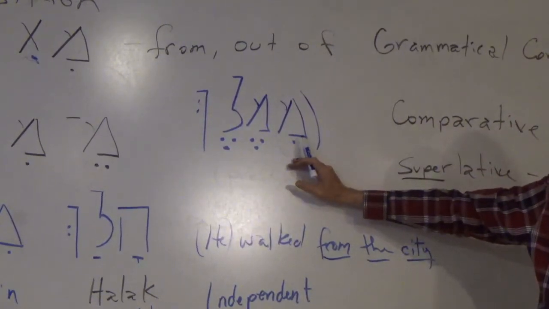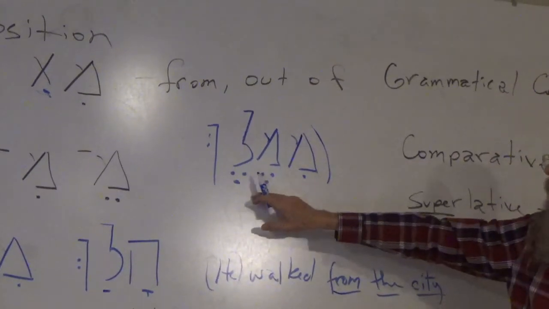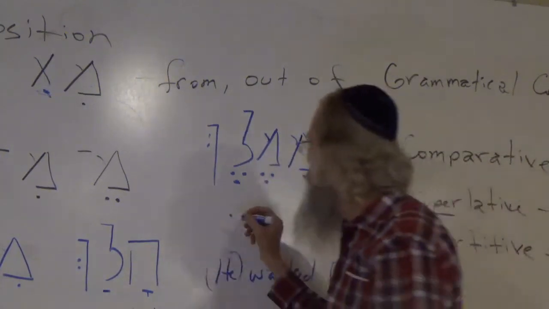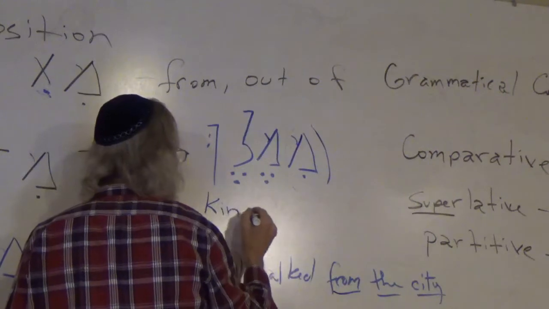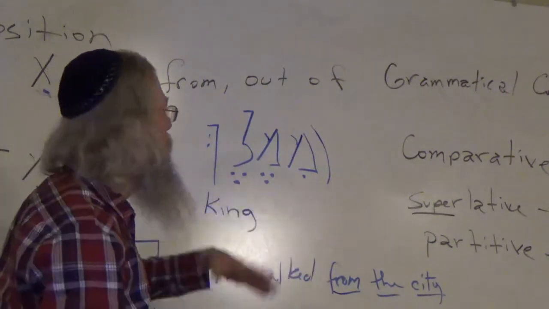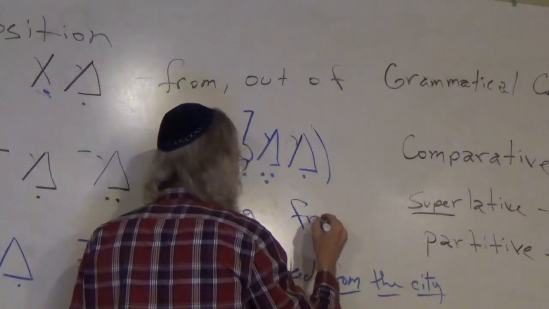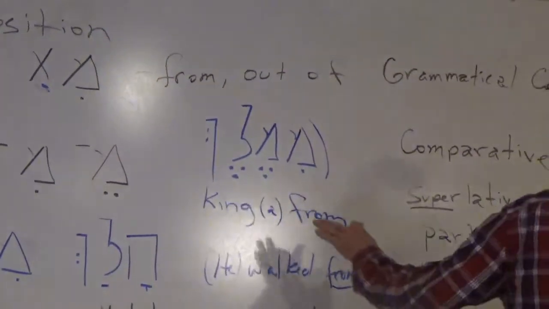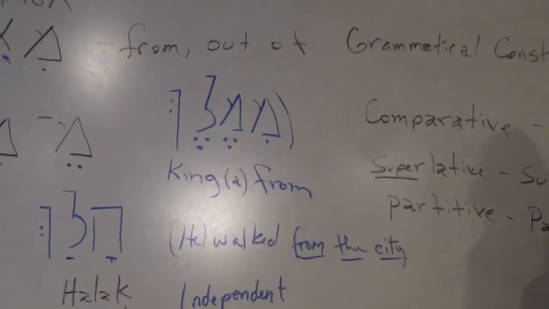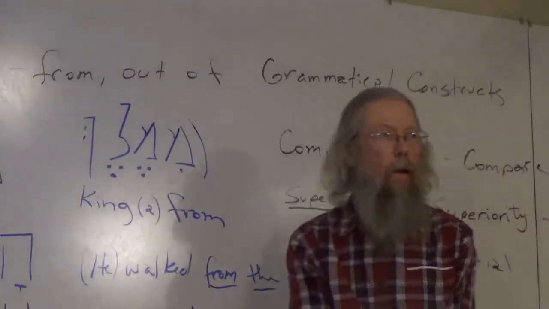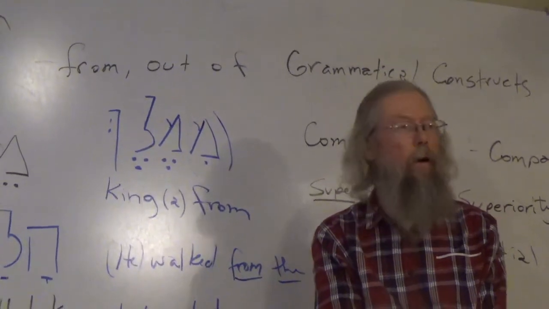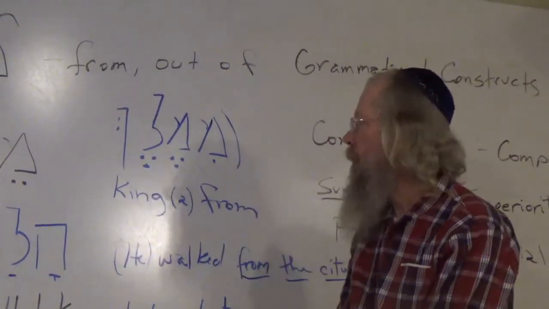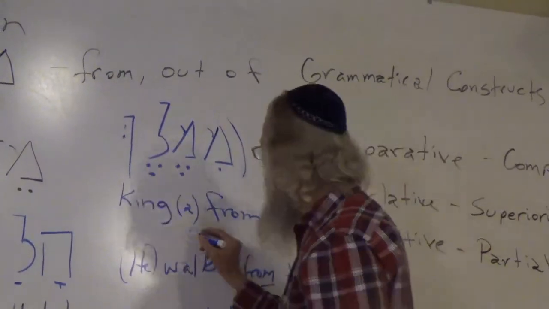How would you say? Me. Okay, and now what do you have? Melech. Melech means king. So me means what? Notice that there is no hey. So it's not a definite article. If there is no definite article, it's understood to be indefinite. So it could be from any king. So this is called what? An inseparable.